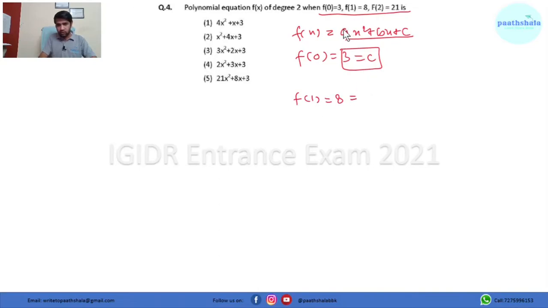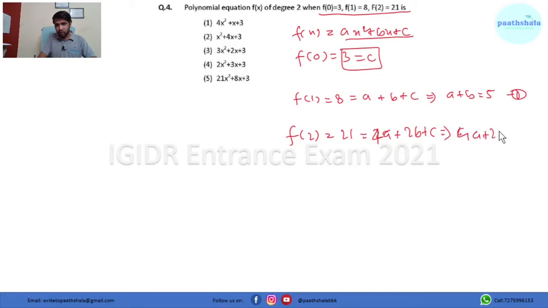Now let's put it here also. So we will get a plus b plus c. If I put the value of c as 3, a plus b comes out to be 5. This is equation 1. Now f of 2 is 21. If I put it here, we will get 4a plus 2b plus c. Putting the value of c, that is 3, this will be 4a plus 2b equals 21 minus 3, that is 18, equation 2.